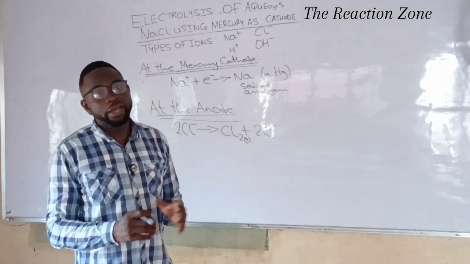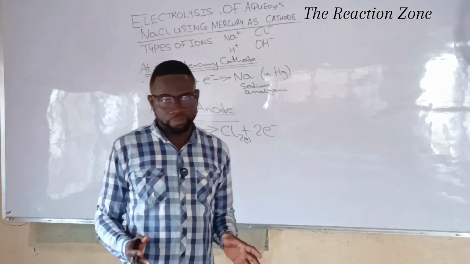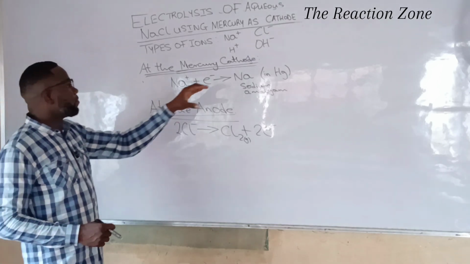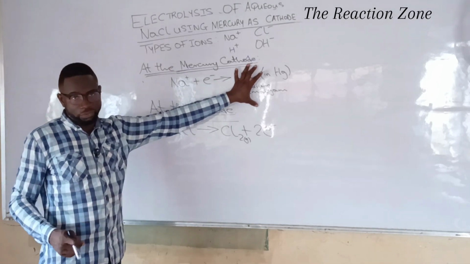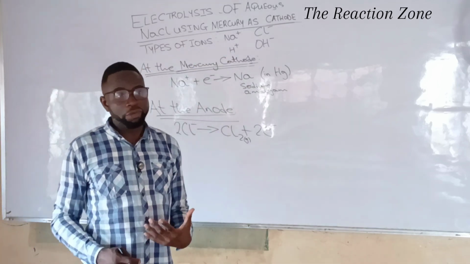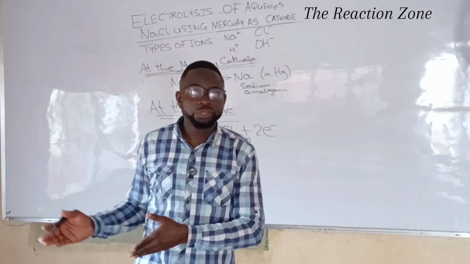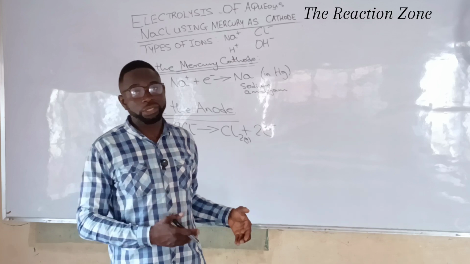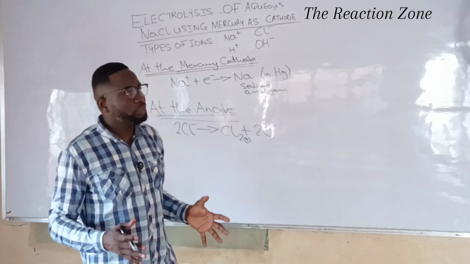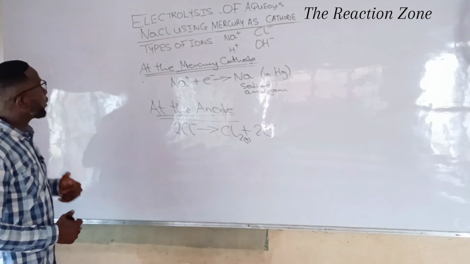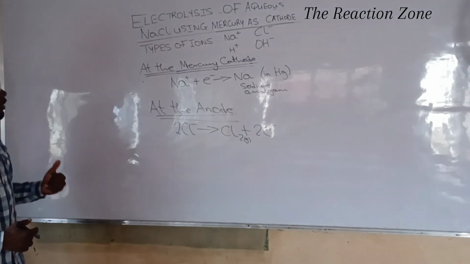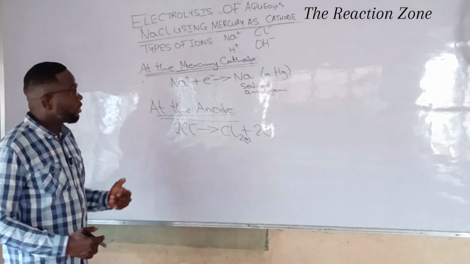Now, at the end of this electrolytic process, in a separate cell, the sodium amalgam that is formed at the cathode can react with water, leading to the formation of hydrogen gas and concentrated sodium hydroxide. So, this is what happens in the electrolysis of aqueous NaCl using mercury as the cathode.